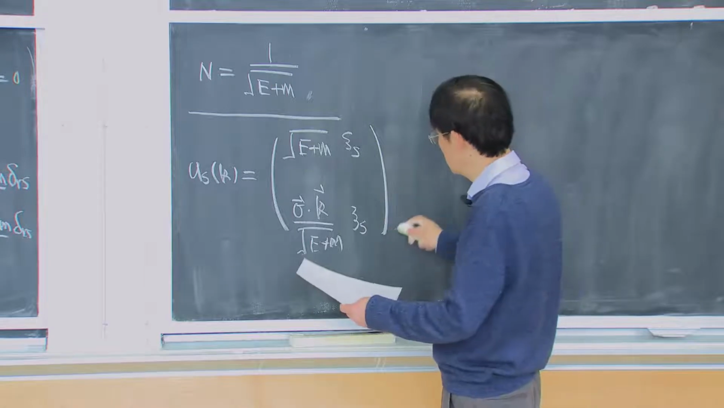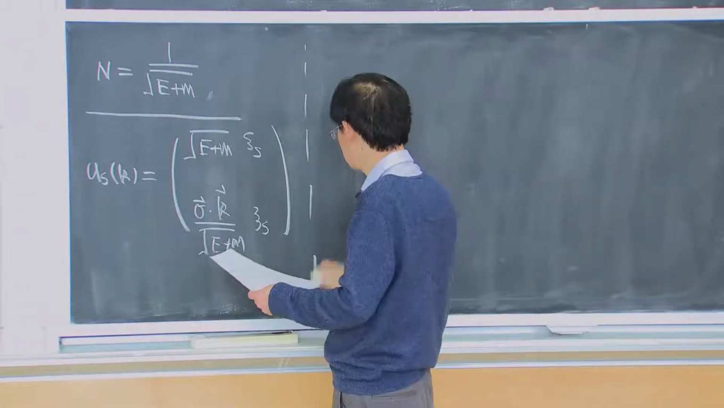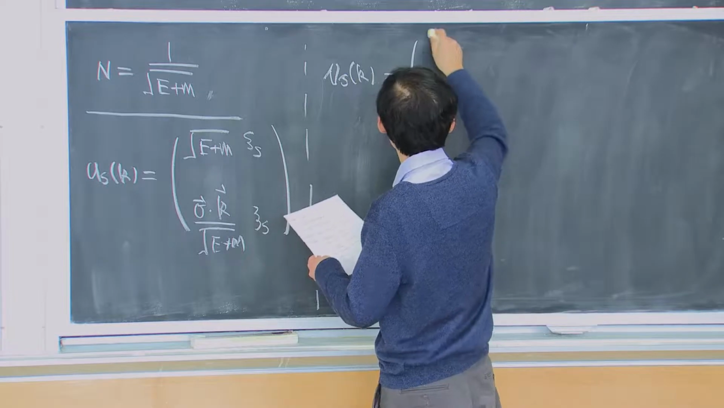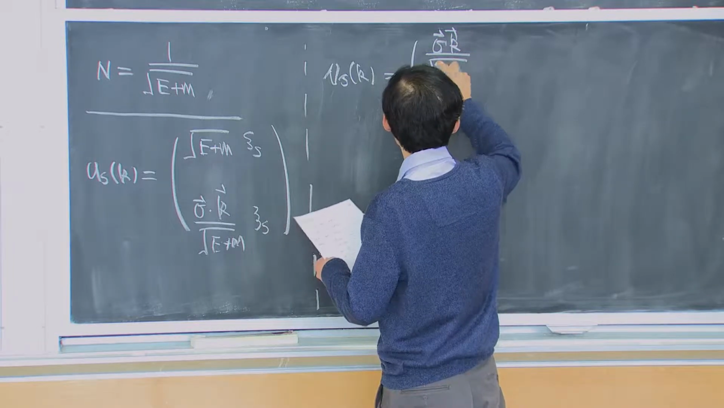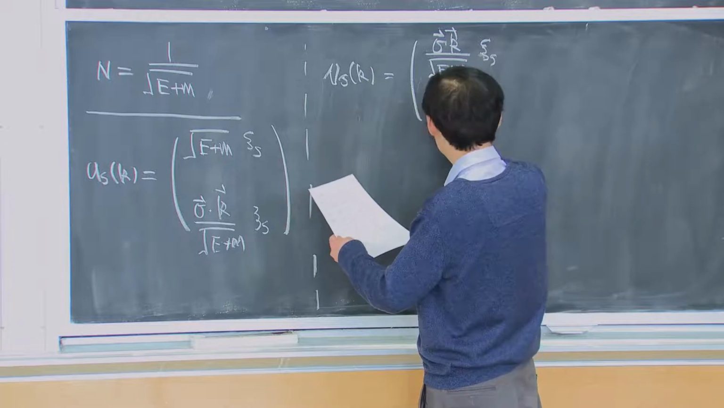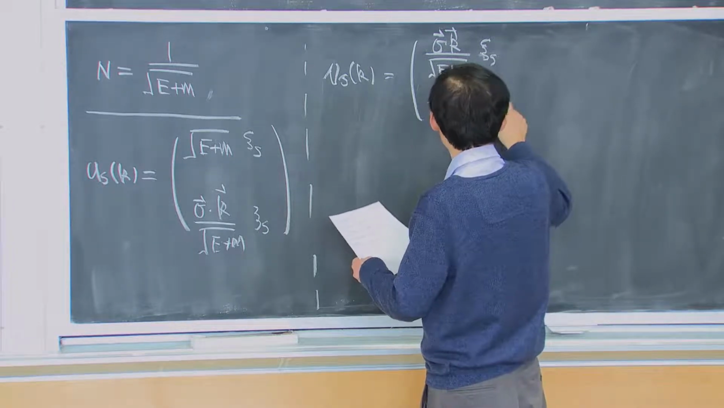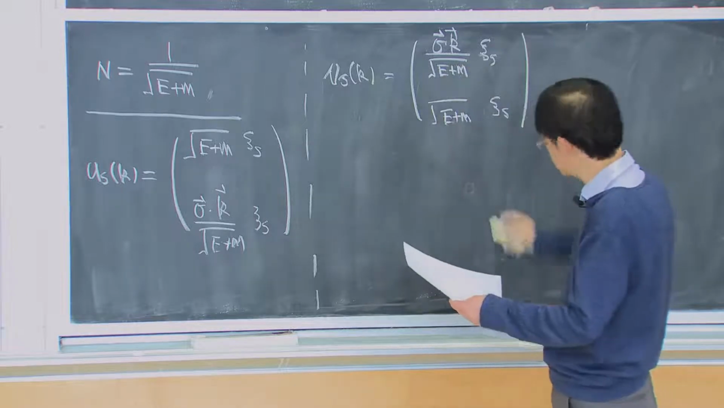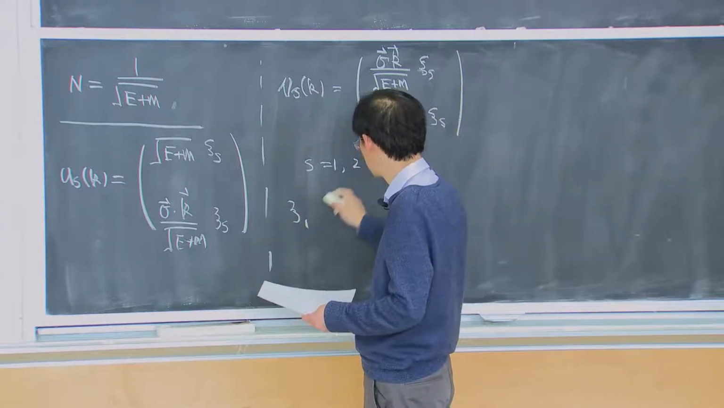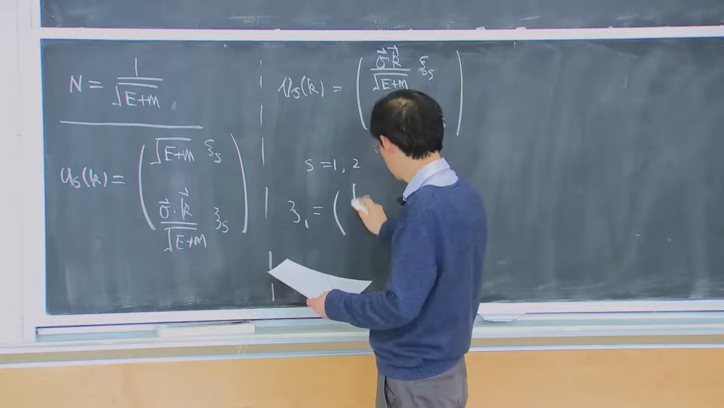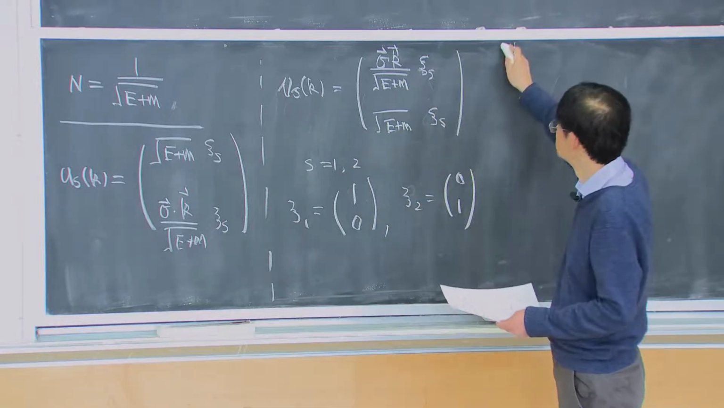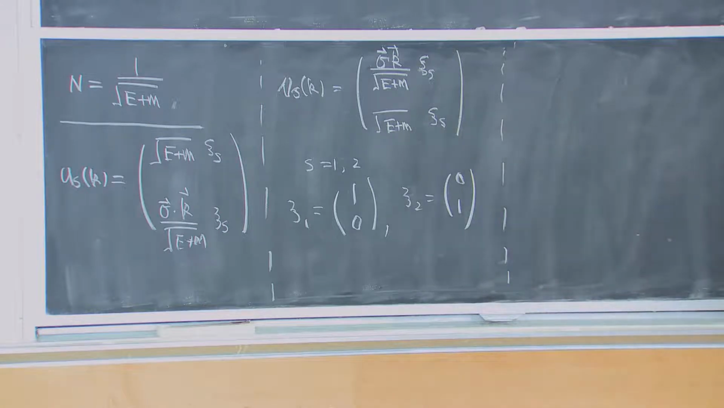And V_s(K) is given by sigma dot K divided by square root of E plus m, also psi_s, and square root of E plus m psi_s. Here psi_s, with s from 1 to 2, are two-component vectors: one is given by (1, 0), and the other is given by (0, 1).